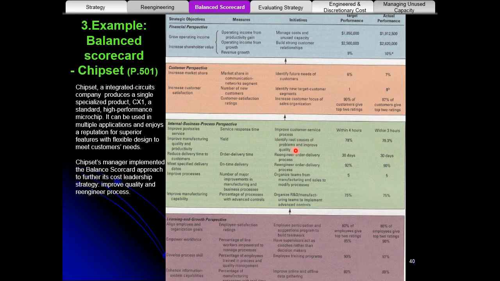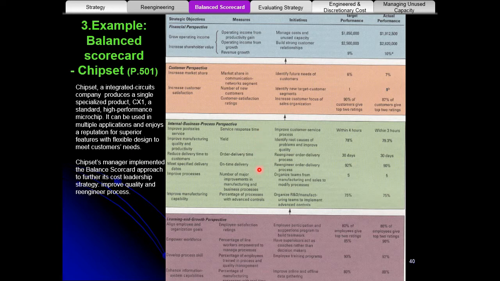So for now, think about some of these initiatives. Identify root causes of problems and improve quality. What's a good measure of that? Increase yield. Re-engineering order delivery process. So what is a good measure of that? Order delivery time. Interesting, that, isn't it? Notice that when we look at the process, the measures, a lot of them are time-based.